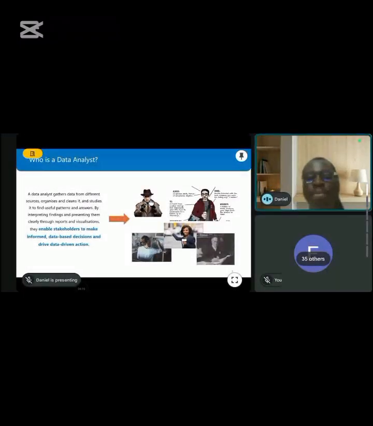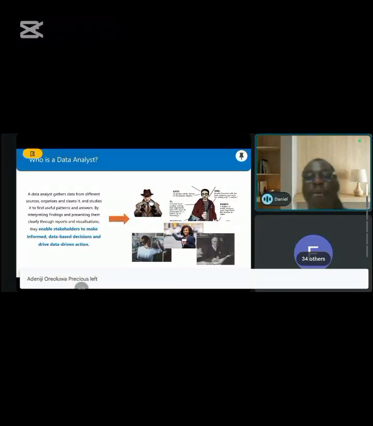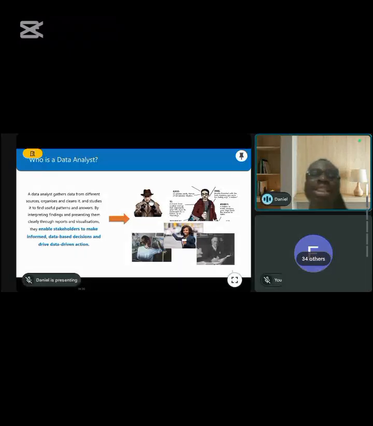This statement in blue is what a data analyst does. Every other thing is a means to doing this, which is enabling your stakeholders to make informed data-based decisions, and not just helping them make the decision, but ensuring that you are communicating your insight in such a way that it drives action, and not just any random action, but data-driven action. But then, what does this all mean?